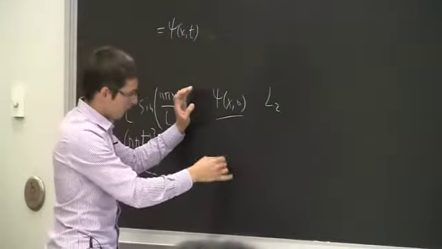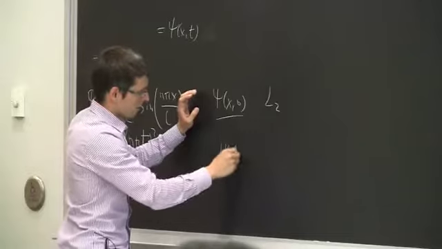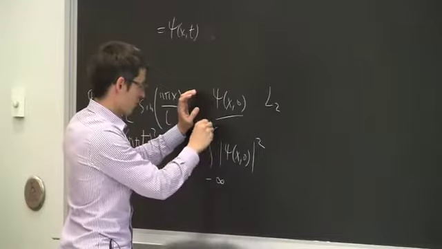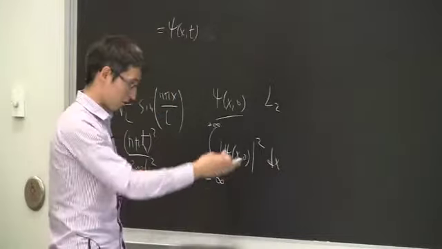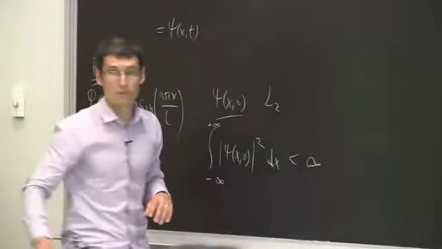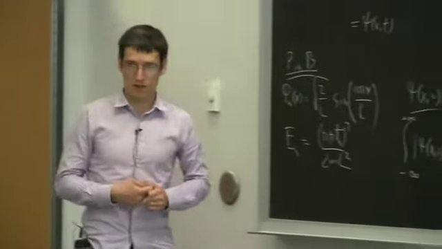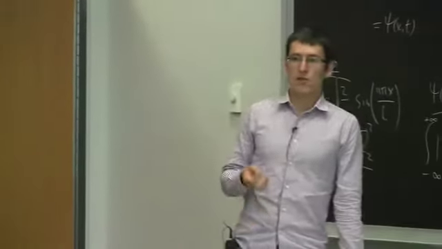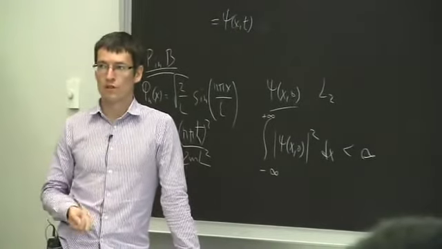L2 space is a space of functions, so in this case one-dimensional functions, where the square of psi x of 0 has a finite integral over the whole space. If you have more than one variable, then you need to integrate over all the space variables, not the time one. This is also sometimes called Hilbert space. Well, Hilbert space is more general. This is one example of the Hilbert spaces. Hilbert space, by definition, is a linear, infinite-dimensional space with a defined norm, right? So what does that mean?